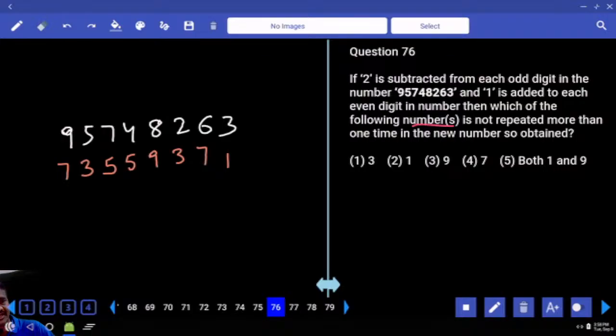Then which of the following numbers is not repeated more than once? Now 7 repeated more than once. And 5 repeated twice, 3 repeated twice, 1 and 9. 1 and 9, choice 5, 76.